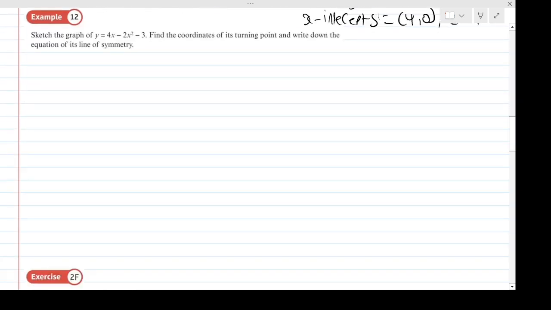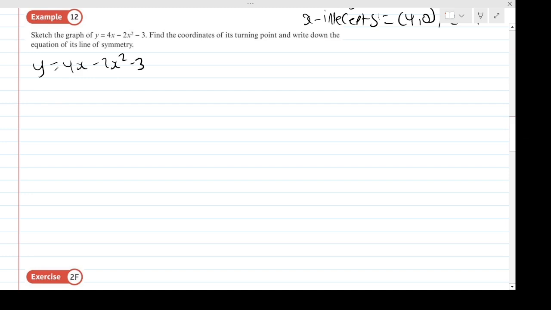So that is essentially the ingredients of sketching a quadratic. We need to establish whether it's a smiley shape or a frowny shape. We need to then establish where the turning points are, and then where the x and the y-axis intersections are by setting x is 0 and y is 0. Okay. Anyway, let's have a look at another example. So we have y is 4x minus 2x squared minus 3.